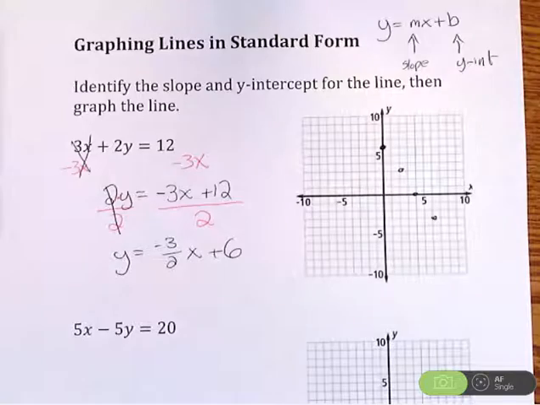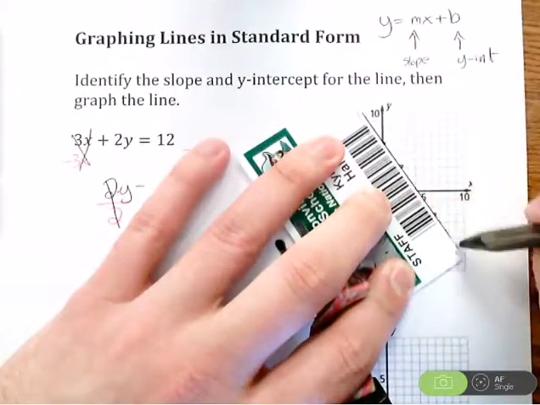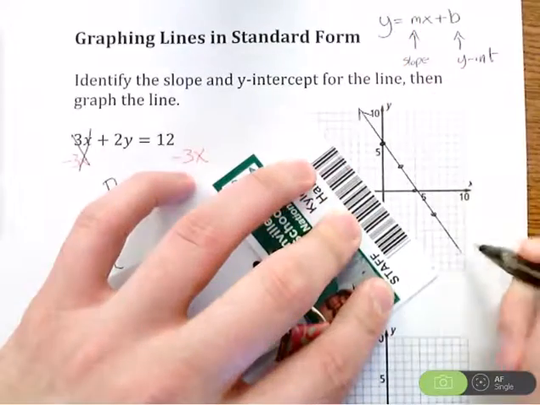And you could get a few points. If you want to go to the edge of the graph, you could do that as well. I have enough here, and I'm going to use a straight edge. We'll line them up, and there is my line.